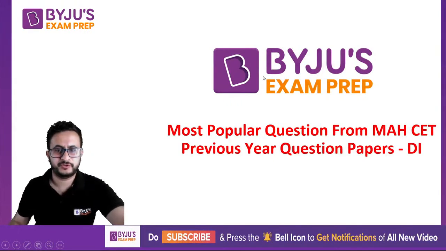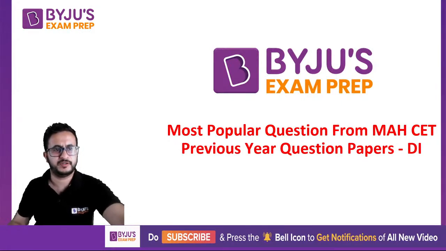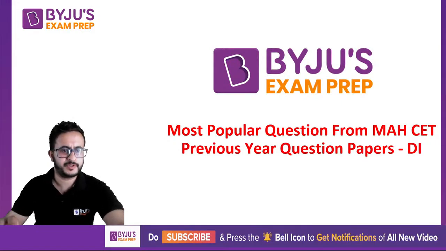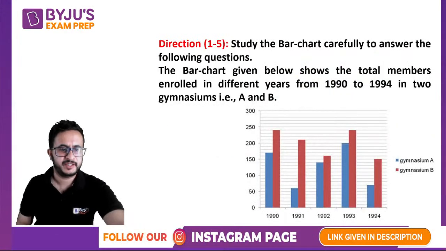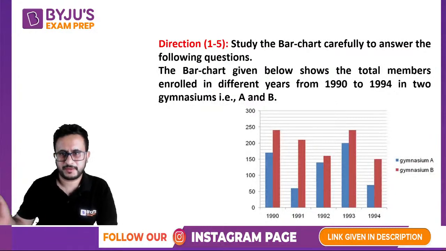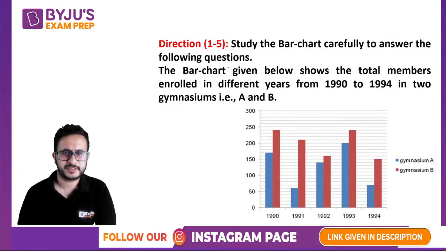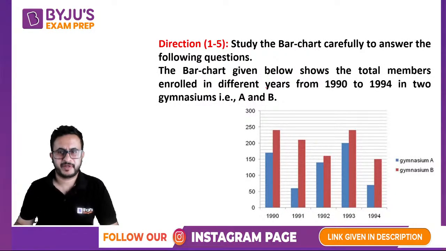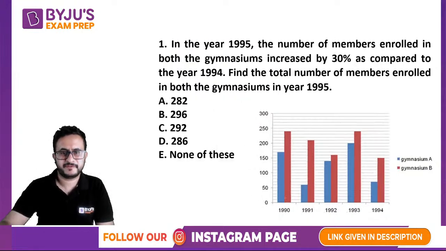So today we are going to do questions on data interpretation from past papers for Maharashtra CET. Let's start with the first set. It shows a bar chart of the total members enrolled in different years from 1990 to 1994 in two different gymnasiums, A and B. Okay, so this is the bar graph.